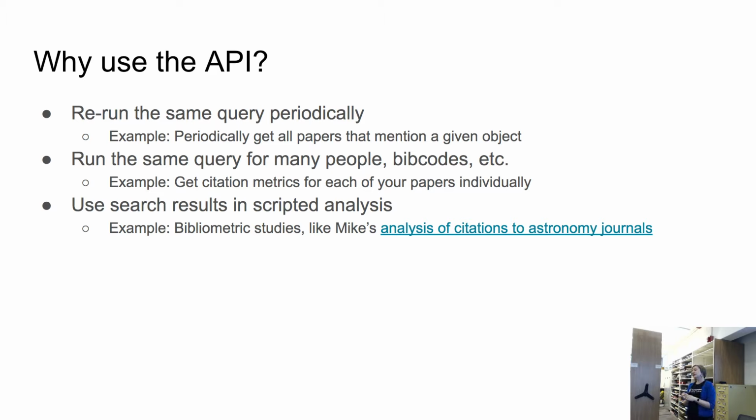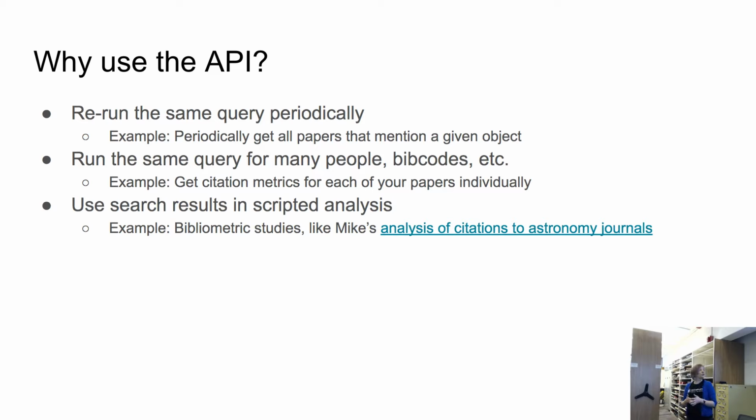You might also need to run the exact same query for multiple people or multiple bib codes. So maybe you want to get your citation metrics for every single one of your papers, and you want to do it individually instead of just all of your papers at once. In that case, you would probably be feeding individual bib codes into the website, just one at a time. If you have more than a handful of papers, that would be a lot of work, just copying and pasting every bib code and getting the information back out. So instead, what would probably be easier is if you use Python or something, with a for loop to go through a list of your bib codes. Easy enough, you get all your information out without having to do a ton of work.